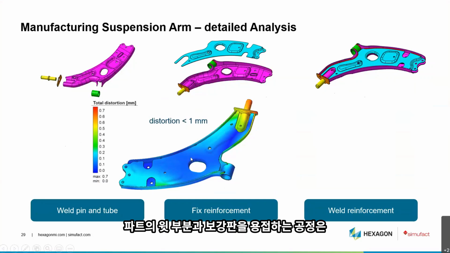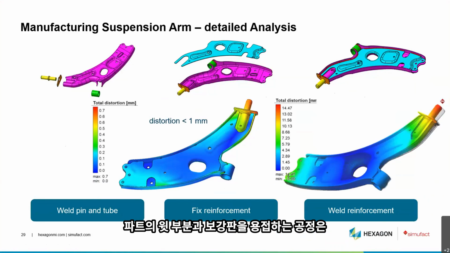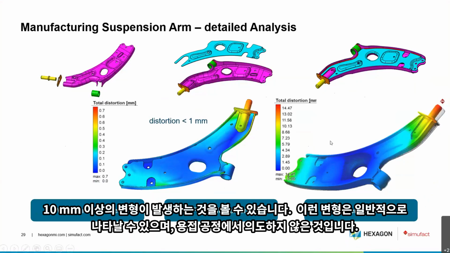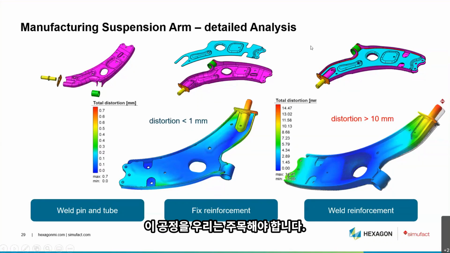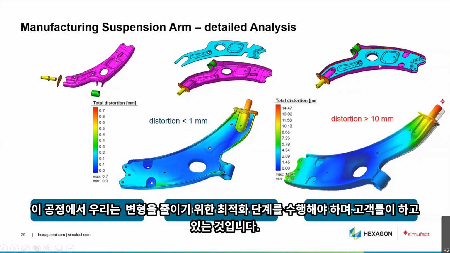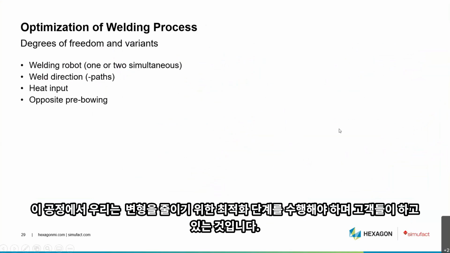And well, welding the reinforcement plate on top of the part leads to another more than 10 millimeters of distortion. You see it here. The deviation is visually shown. And this is definitely what we do not intend to have. So this welding process is where we have to focus, and this is why we have to do some optimization steps to reduce the distortion. And that's what the customer did.